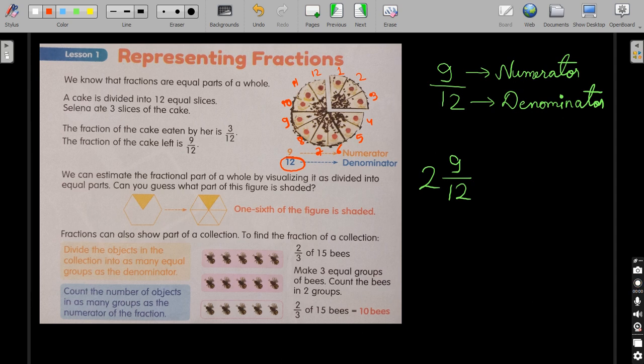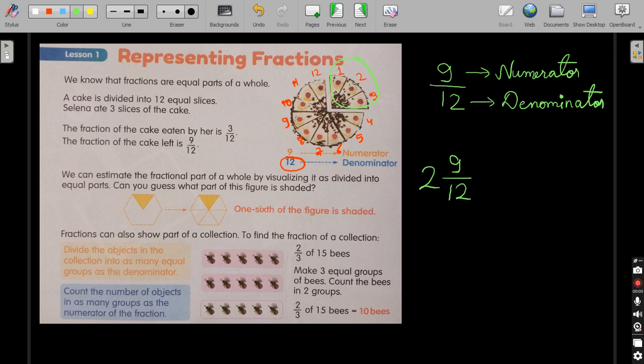Very good. If I need to find out the fraction, for example, the birthday boy or birthday girl has eaten 3 by 12 of the cake. 3 by 12 means what? Out of 12 parts of the cake, 3 parts she or he had eaten. So what will I do? See here, all of you, these 3 parts. Let me put a different color and show you. This much part of the cake she had already taken out and eaten.